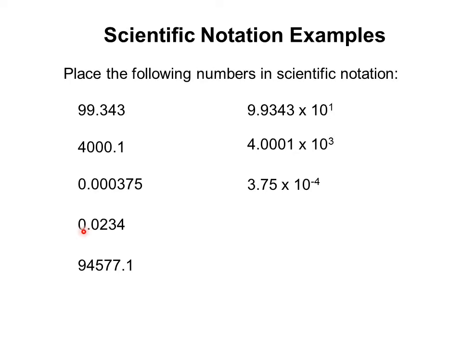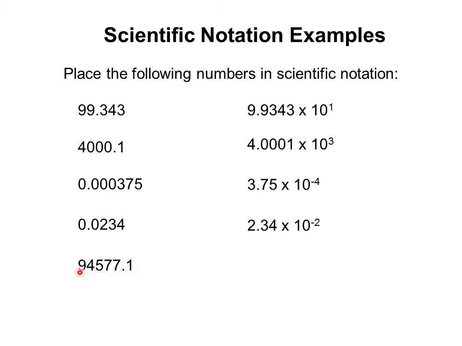Let's look at this one. This is 0.0234. So if we were to express this number in scientific notation, we'd move the decimal point 1, 2 places to the right. So that'd be 10 to the negative 2. So it'd be 2.34 times 10 to the negative 2.